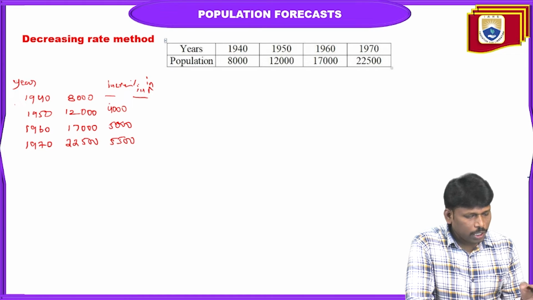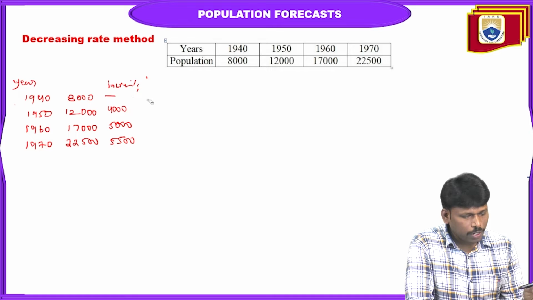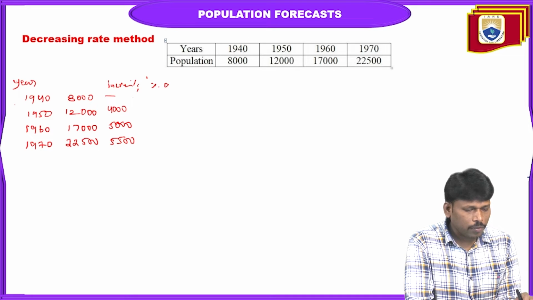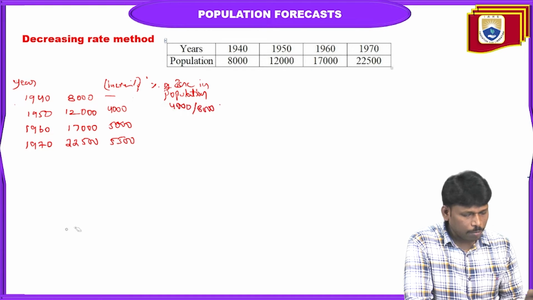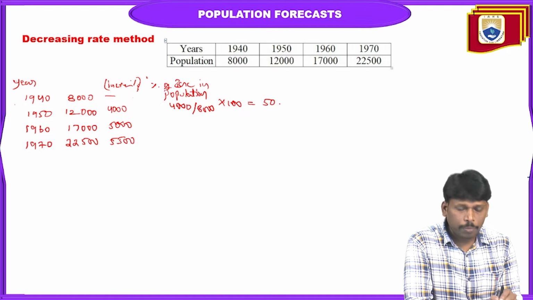So now after getting this difference, we need to calculate the percentage of increment in population. Here we already have this increment value, and this is the base value, so it is equal to 4,000 divided by 8,000. We are calculating the percentage, so we need to multiply with 100. Then we'll get the percentage of increment in population. It is equal to 50%.